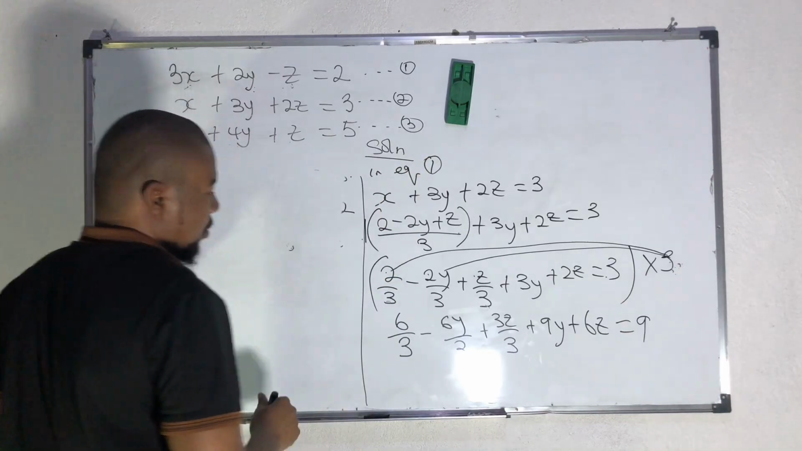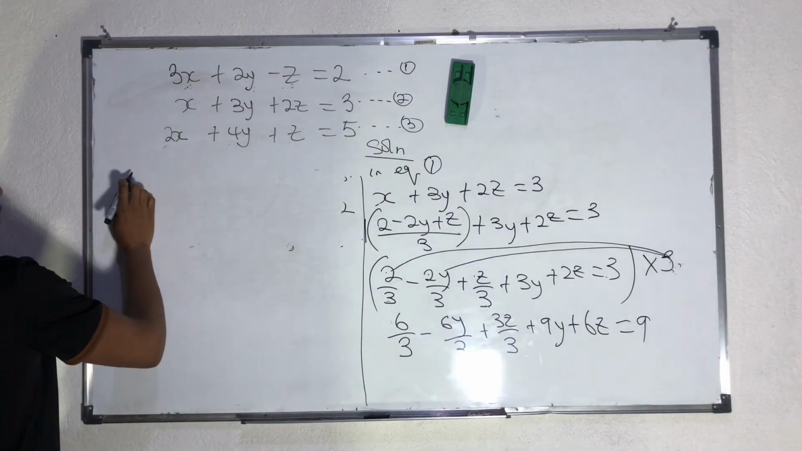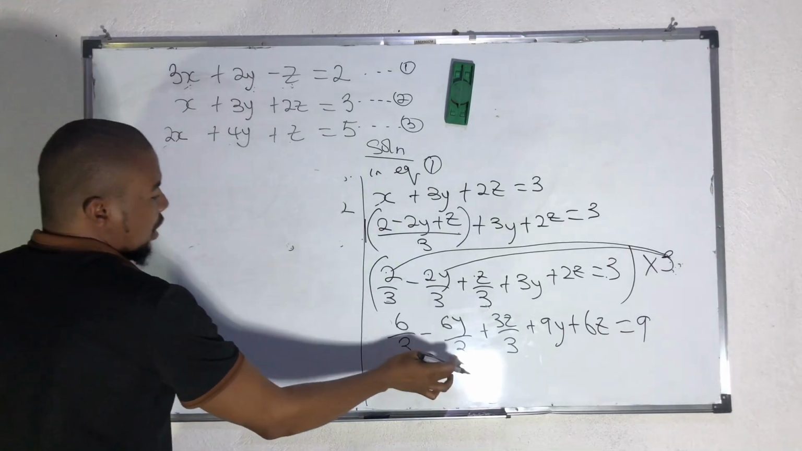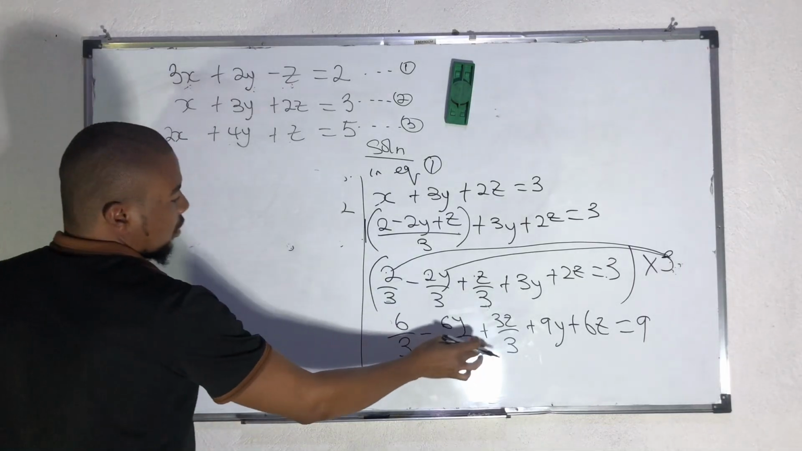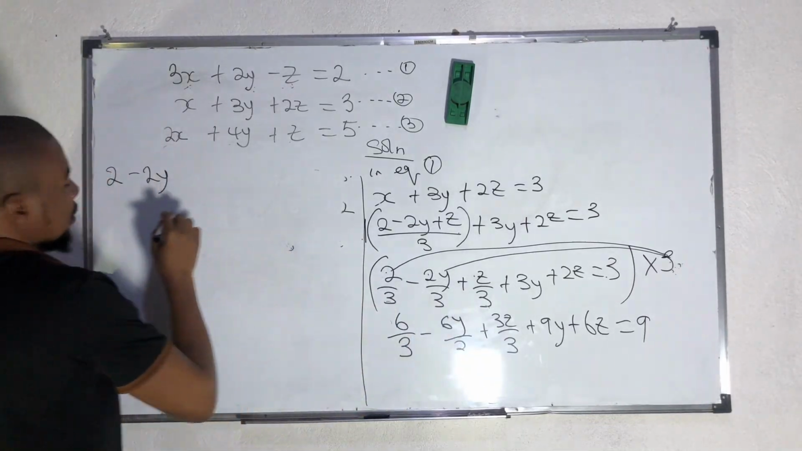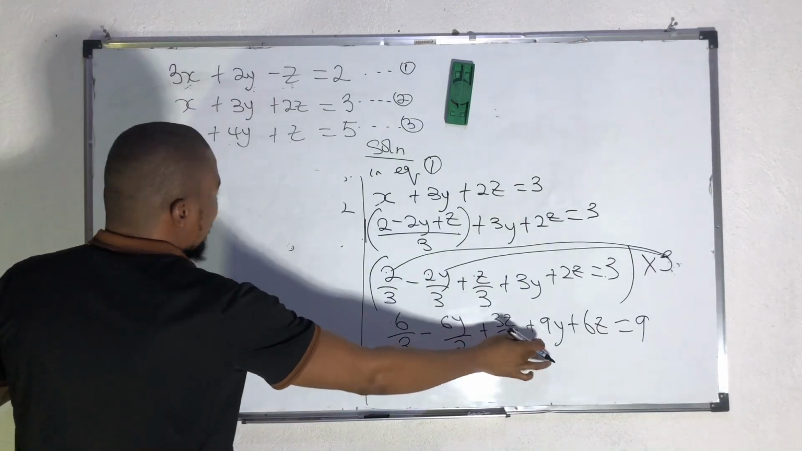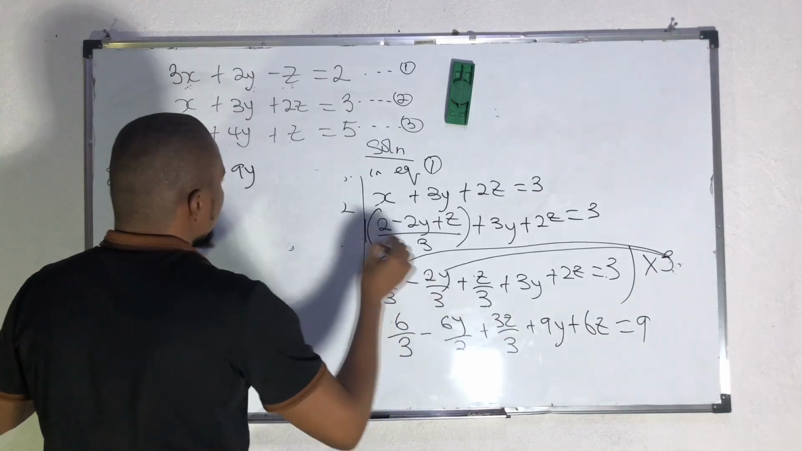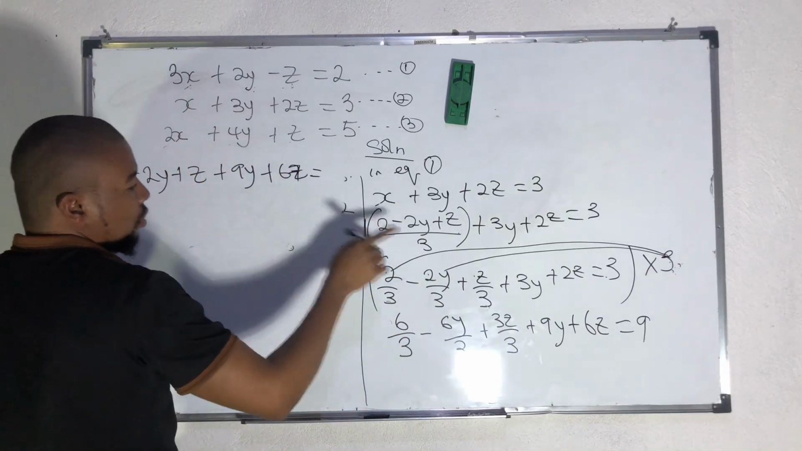Now, next up, let's now divide. 6 divided by 3 will give you a 2, minus 6y divided by 3 will give you a 2y, plus 3z divided by 3 will give you a z. Here we have plus 9y. And next up, we have plus 6z is equal to 9.